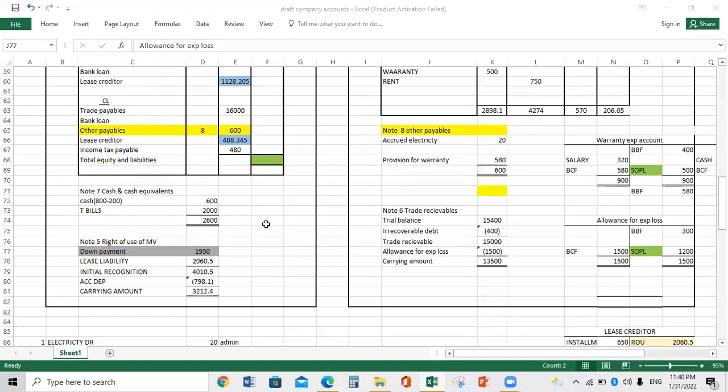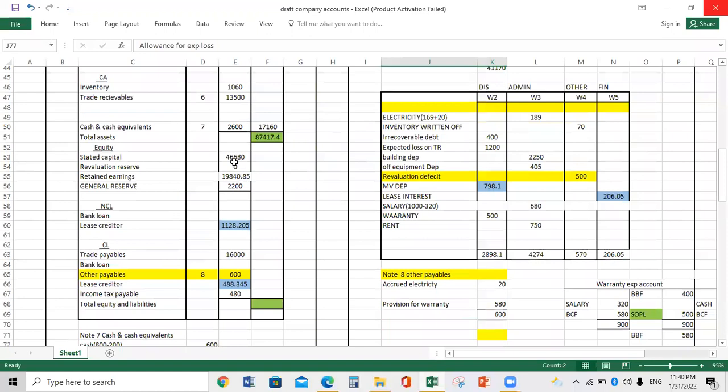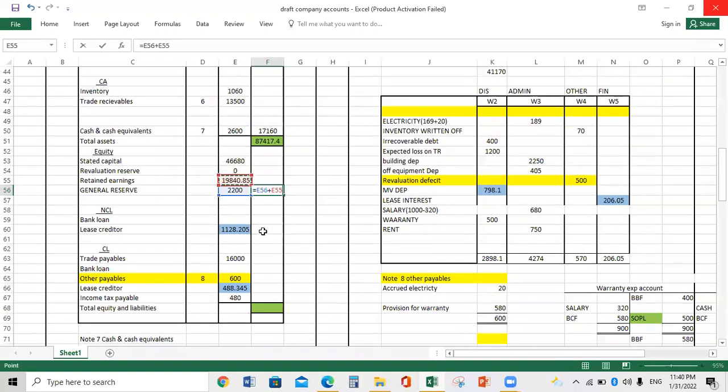Okay, balanced, good job. Now get the total equity to the second column. Get the total liability to the second column. Get the total current liability to the second column. Then get the total equity plus liability. See guys, it's balancing. It's balanced.